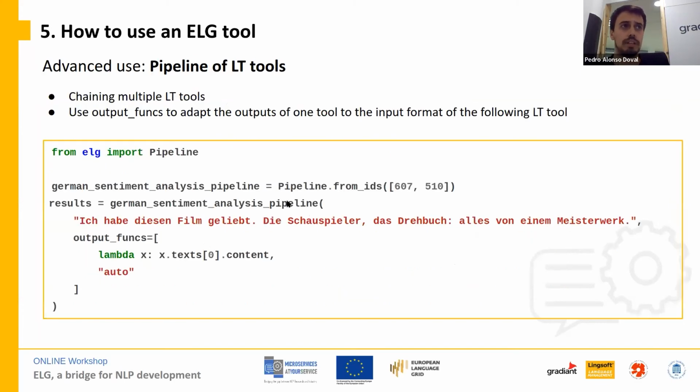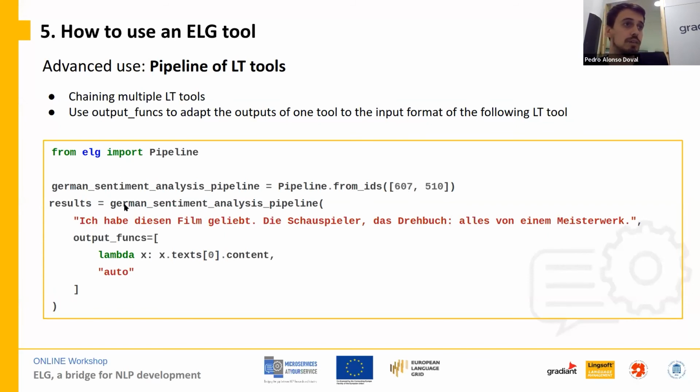Now we are going to talk about an advanced use that ELD provides, that is pipelining tools. What does it mean? Maybe we want to use some tools as a chain. For example, if we want to work with a language that has few speakers and maybe there are not many resources in the ELD for working with it, we want to translate it first to English, use a tool of sentiment analysis in English, and then translate back to our language. So we can pipeline like this.